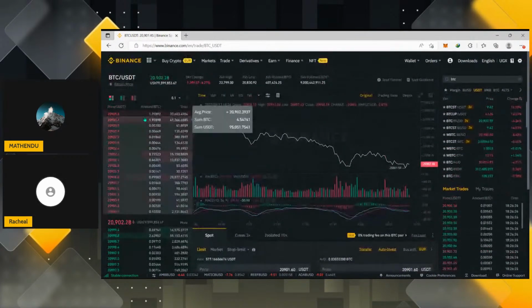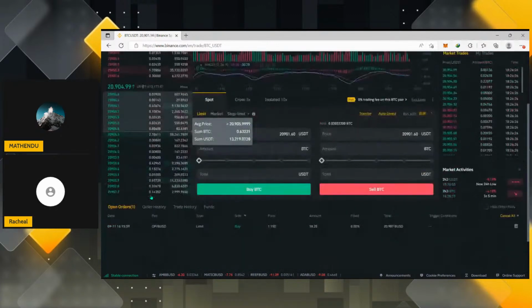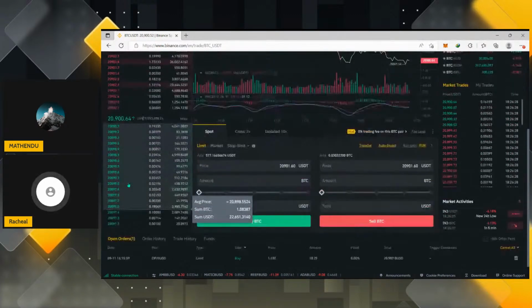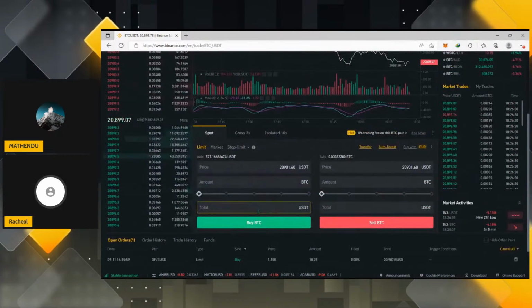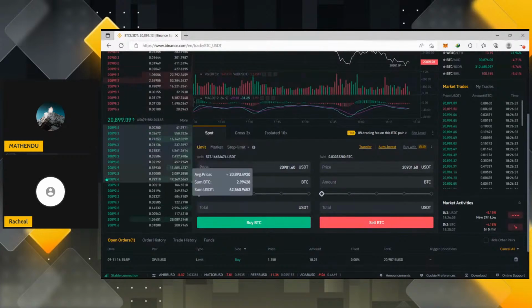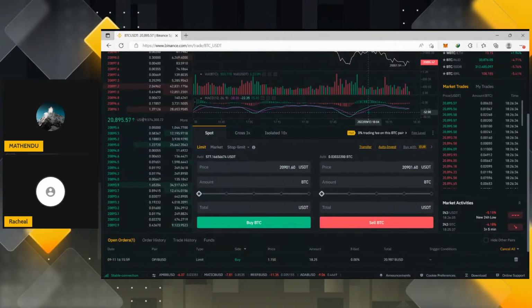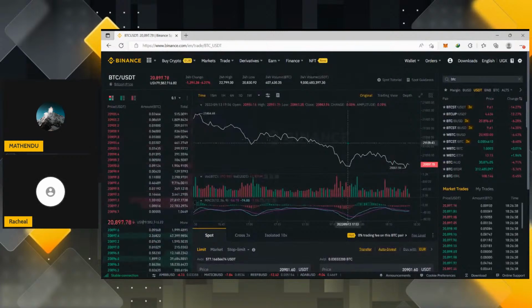So this is the order book, and that means if you want to buy Bitcoin, you're going to be under the greens. If you put an order to buy Bitcoin, you're going to be under the greens, and if you put an order to sell, you're going to be at the top.